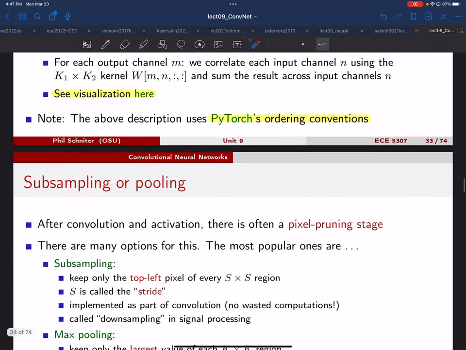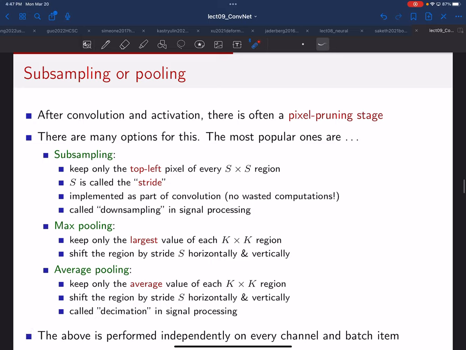So there's basically 3 popular ways to do that. In all cases, you're pruning the number of pixels. You're just trying to shrink the size of the image in the spatial domain. And so the simplest one is known as subsampling. So it's like this. You have an image. I'll draw just a very small 4x4 image.